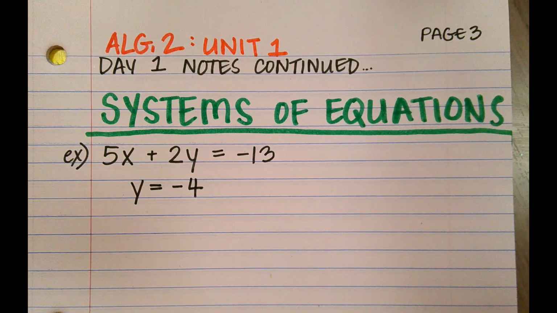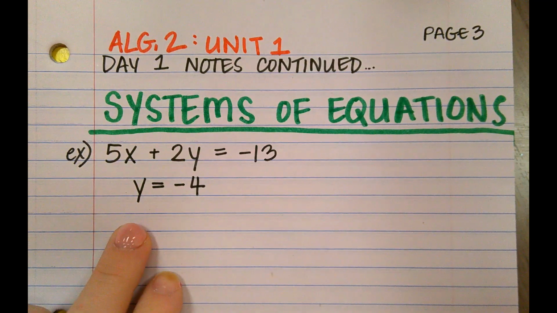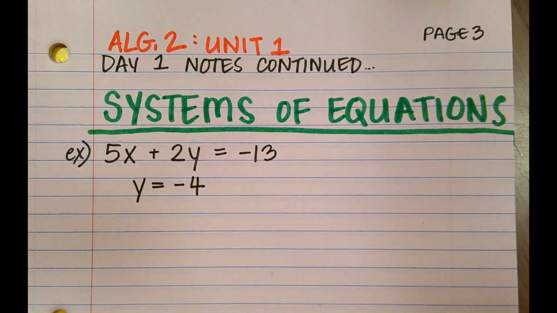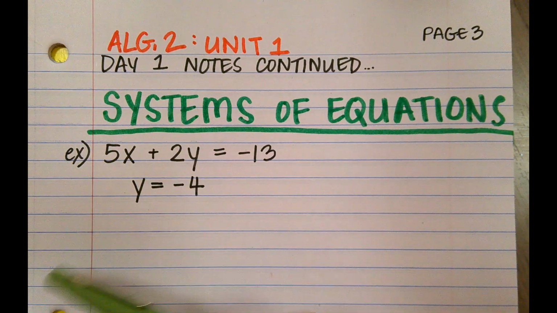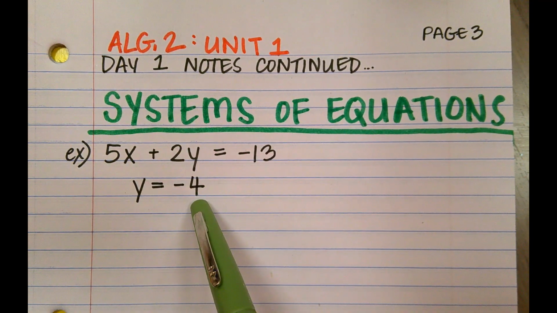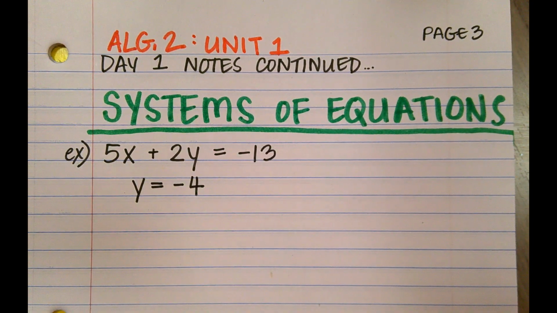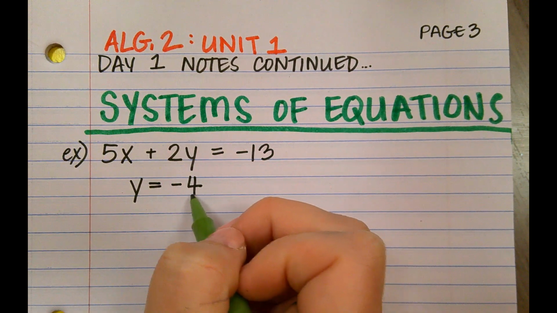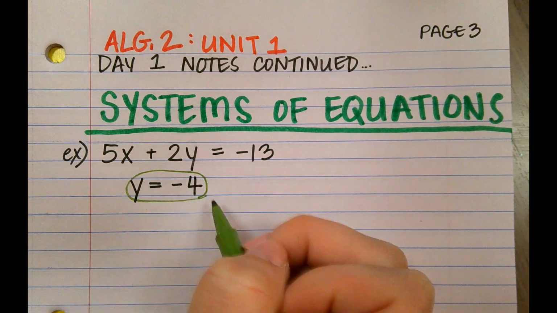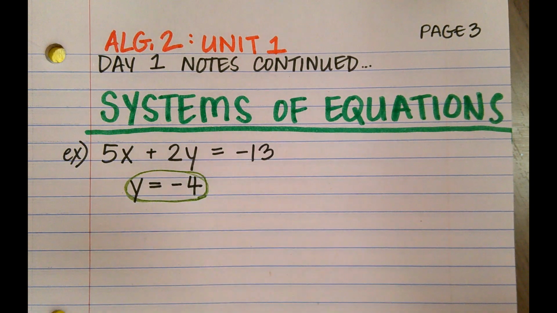So this is a wonderful system because one of our variables is already solved for, isn't it? I'm trying to solve for x and I'm trying to solve for y. What variable do I already know? I know y. But I know that y is equal to -4 because it was part of the equations that were given to you. So y is -4. I'm done with that. I'm going to circle it because I know that that's one of my values.